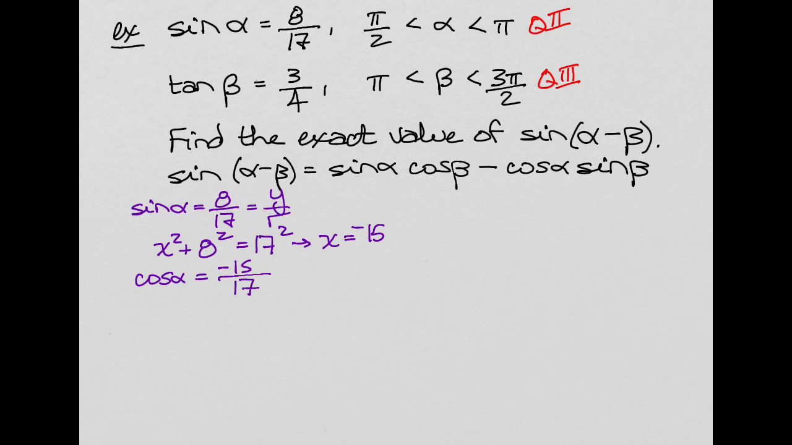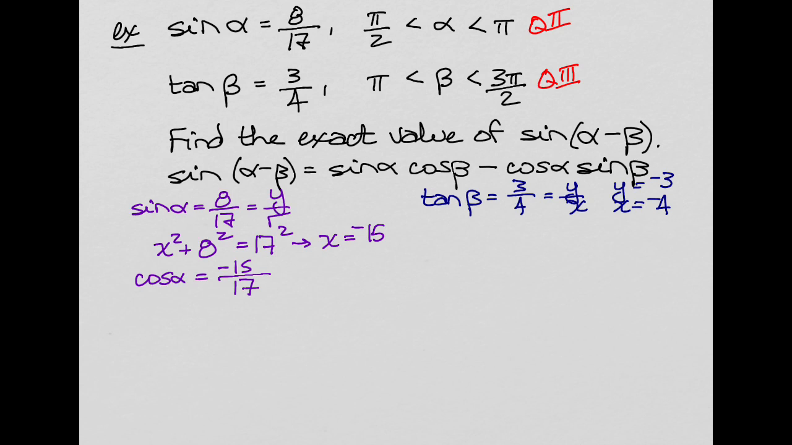Now we need to look at beta. I have the tangent of beta is 3 over 4, which is y over x. But beta is in quadrant 3. In quadrant 3, x and y values are all negative. So I'm going to say x actually has a value of negative 4 in quadrant 3, and y has an actual value of negative 3 in quadrant 3.